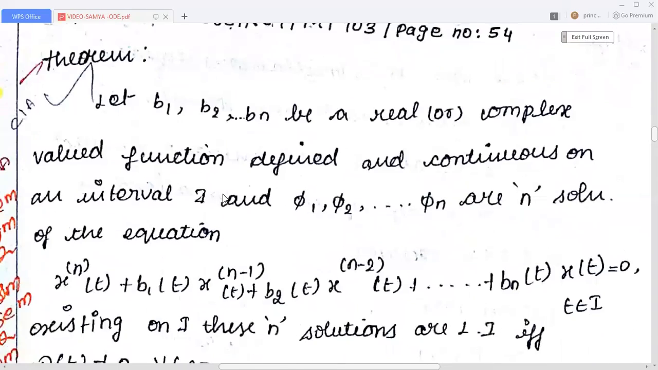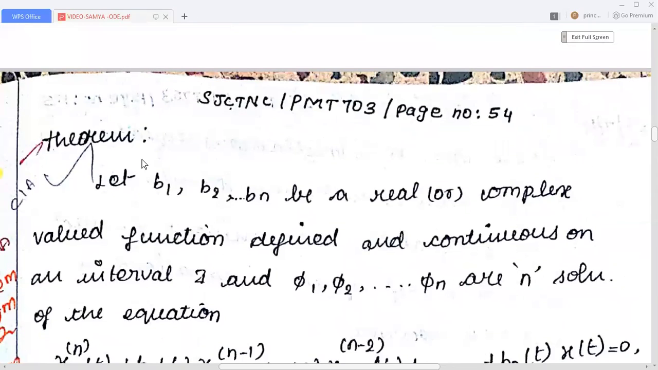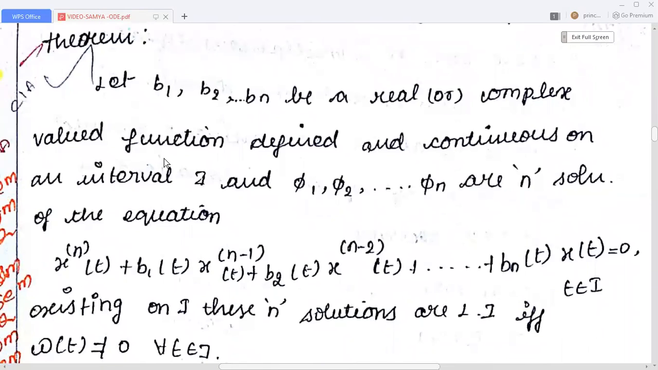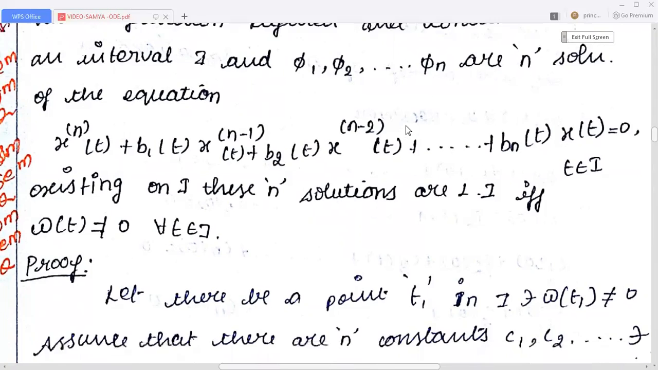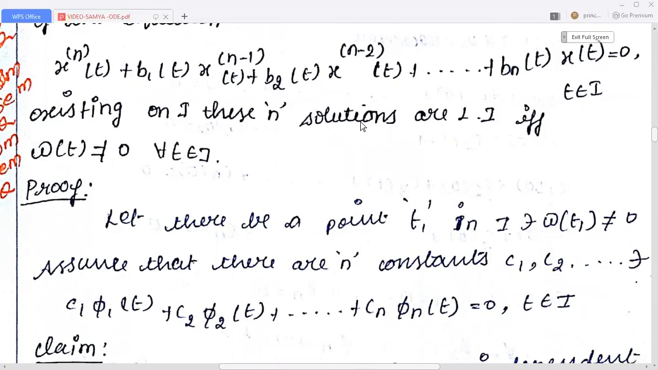theorem. This is the Wronskian theorem. The statement is, let b1, b2, b3, etc. bn be real or complex valued functions defined and continuous on an interval I, and phi1, phi2, phi3, etc. phi n are n solutions of the equation x power n of t plus b1 of t into x power n minus 1 of t plus b2 of t into x power n minus 2 of t plus etc. bn of t into x of t equal to 0, where t is a point existing on the interval I. These n solutions are linearly independent if and only if Wronskian of t not equal to 0.